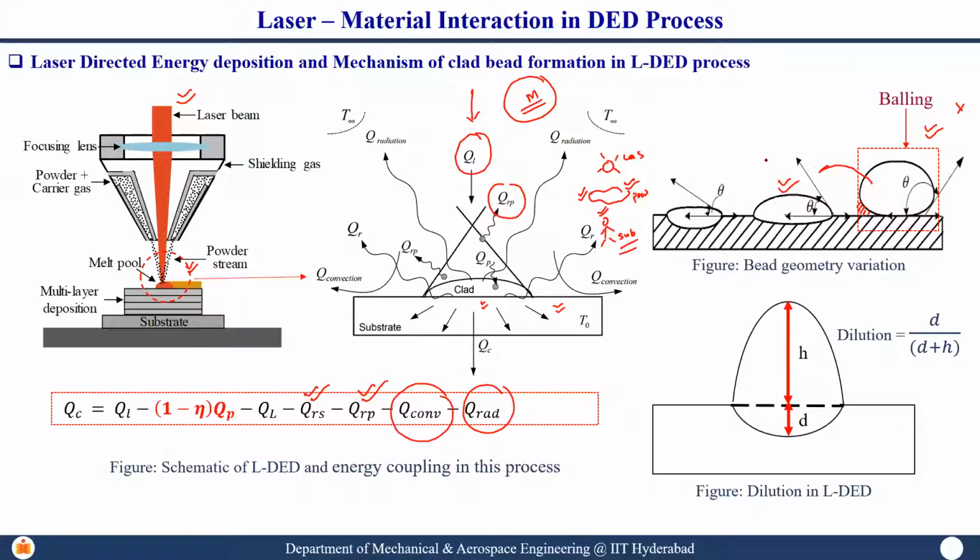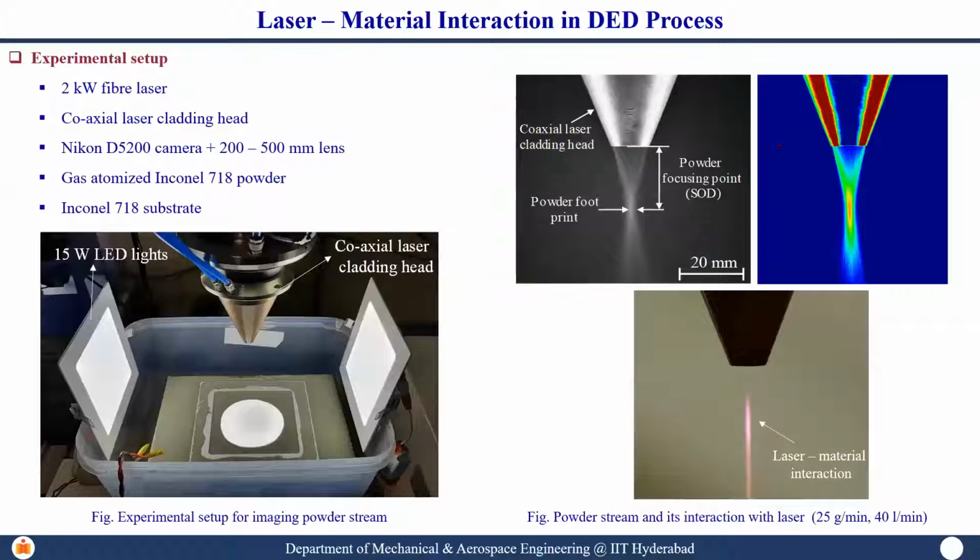before studying the single bead tracks, we are supposed to study the powder stream characteristics. Now, when I say powder stream characteristics, what are those? What is the distance from the nozzle tip at which your powder stream is focusing? And what is the footprint diameter at the focal point of this particular powder? I'm not talking about the focal point of the laser. I'm talking about the focal point of the powder. Now you see there are two focal points. One is the focal point of the laser. The second one is the focal point of the powder.